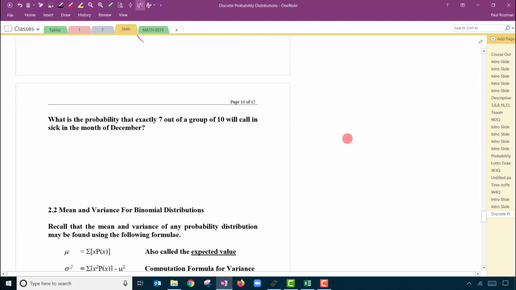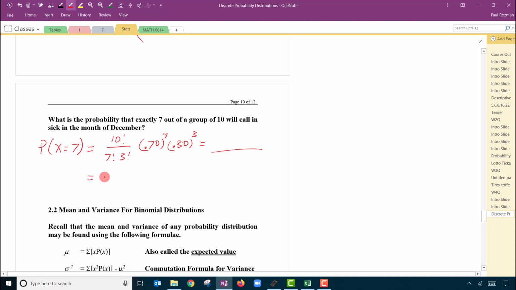If you want the probability that exactly 7 people call in sick, well, you could do it old school. You could use your formula. There were 10 in total, and then 7 of them had to successfully call in sick, and 3 of them didn't. There's a 70% chance they call in sick, and we need 7 of those types. There's a 30% chance they don't call in sick, and you need 3 of those type, and then you calculate that.